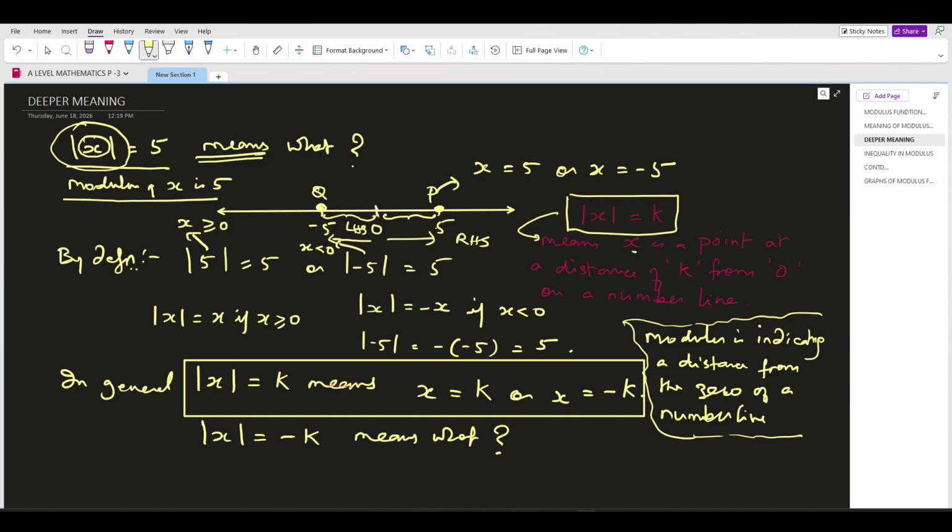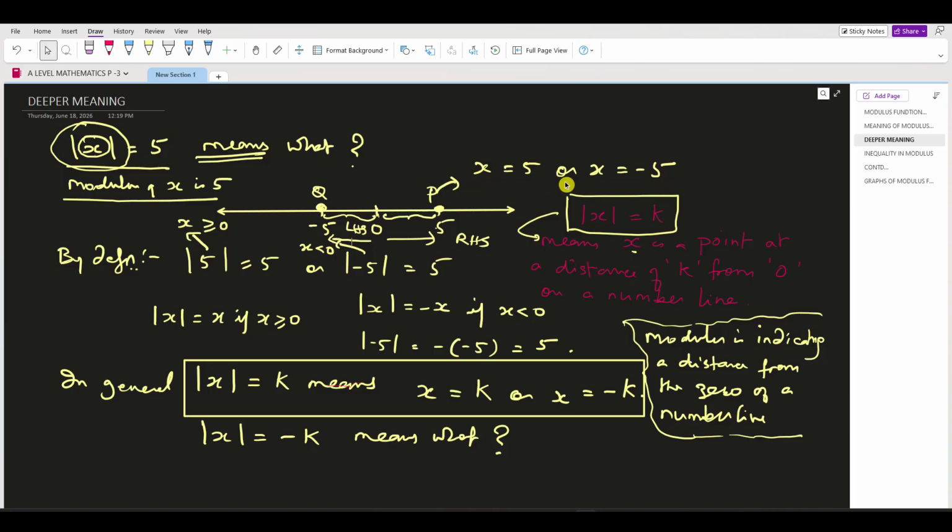So from 0 at the center of the number line, if you go 5 units on the right hand side, whatever point you get will be one of the answers for this x. And same way if you go from 0 on the left hand side towards the negative numbers, if you go 5 units on the left hand side, whatever you get there is again the value of this x. So minus 5 is that point. So 5 and minus 5, these are the two values of this x. So mathematically if somebody says solve modulus of x equal to 5, your answer should be x equal to 5 or x equal to minus 5.